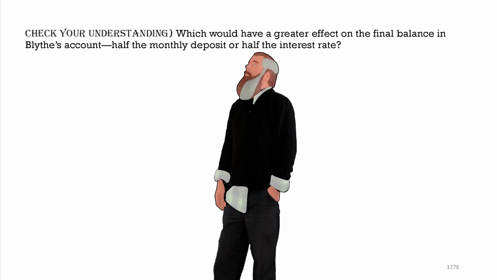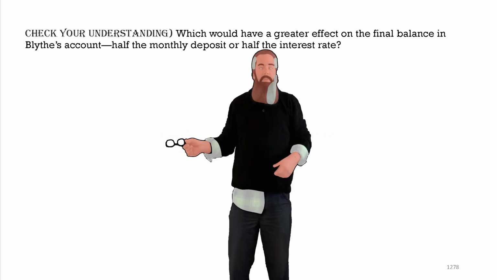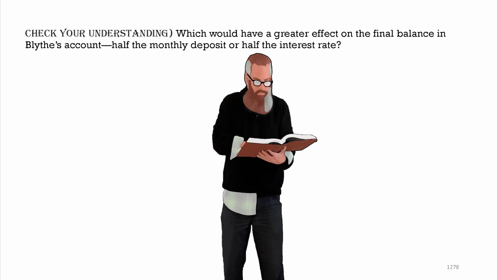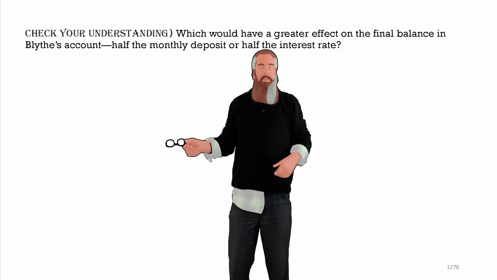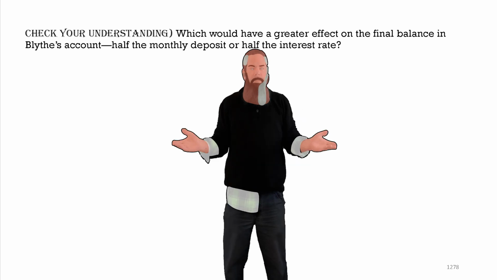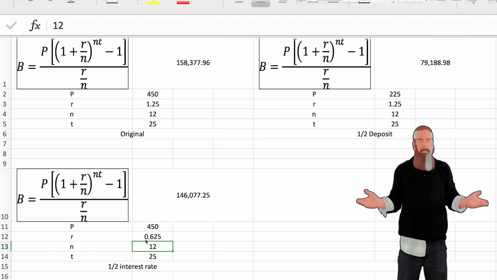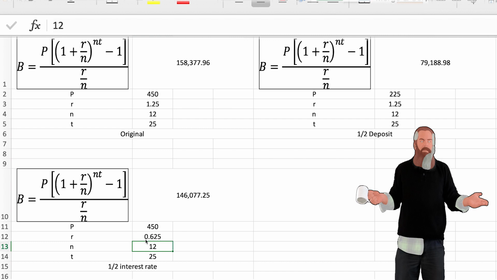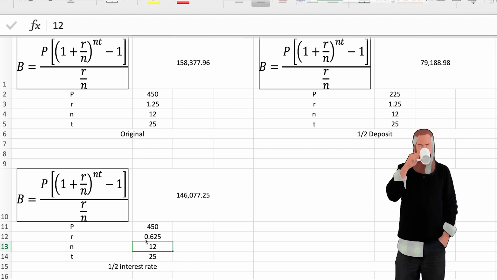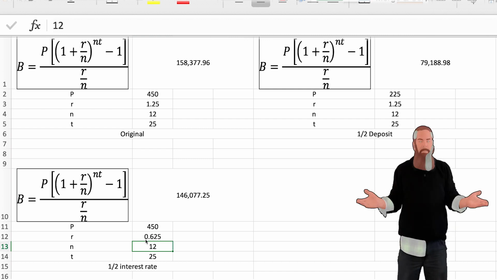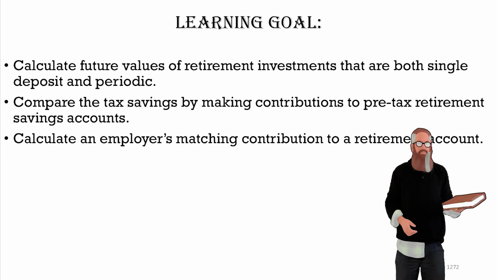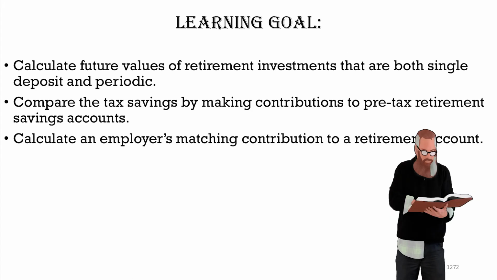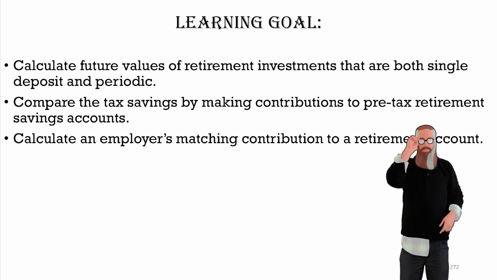Let's check our understanding, which will have a greater effect on the financial balance in Blythe's account, half the monthly deposit or half the interest rate. To do this, we are going to go ahead and use that Excel spreadsheet that we have just built. Half the money deposit yields a final balance of $79,188.96, and half the interest rate of 0.625% yields a final balance of $146,077.25.